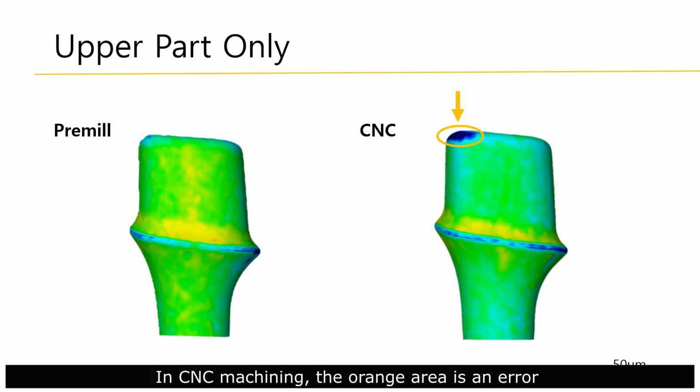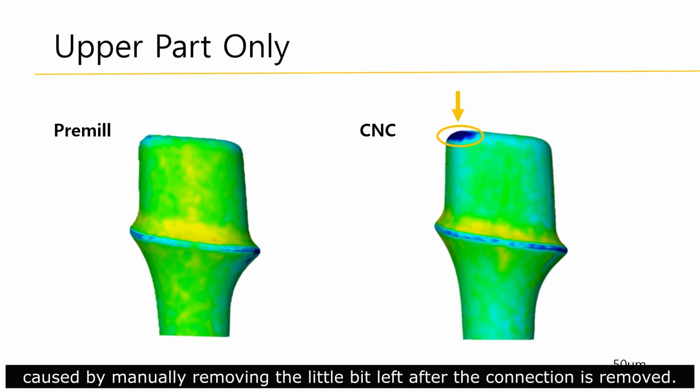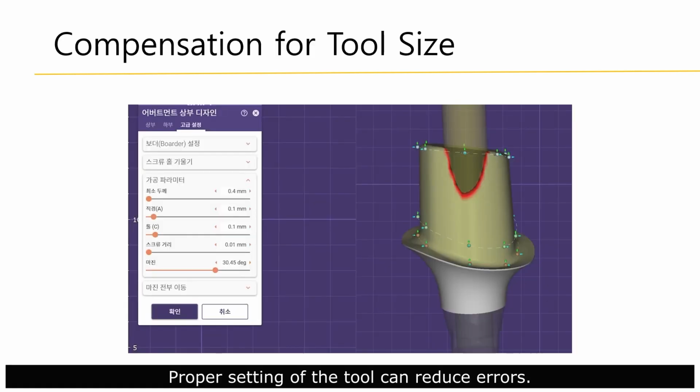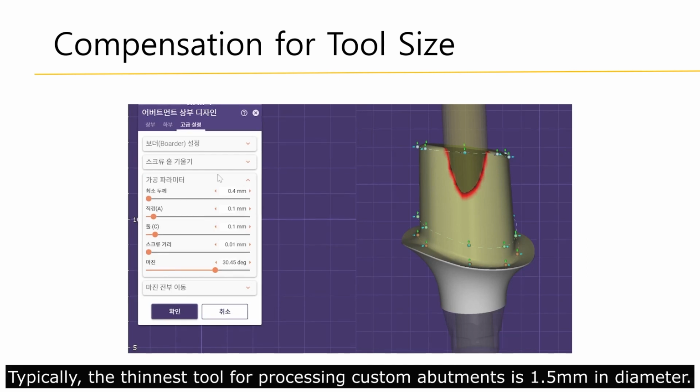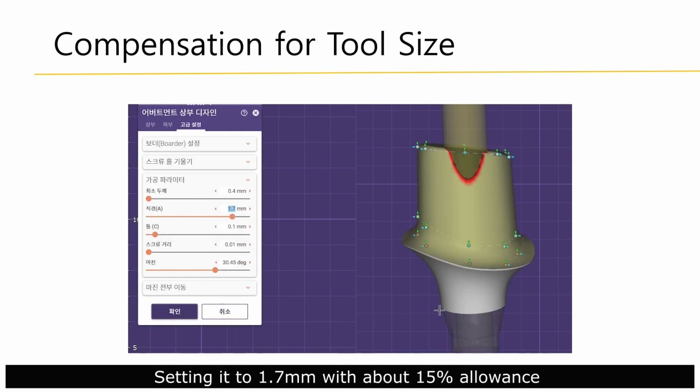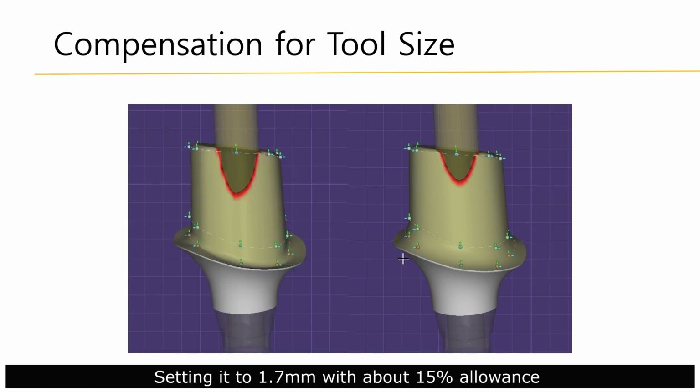In CNC machining, the orange area is an error caused by manually removing the little bit left after the connection is removed. Proper setting of the tool can reduce errors. Typically, the thinnest tool for processing custom abutment is 1.5 mm in diameter. Setting it to 1.7 mm with about 15% allowance can avoid the problem of under-machining.